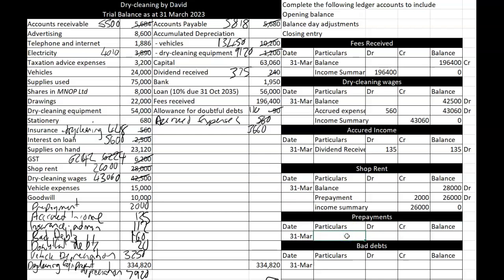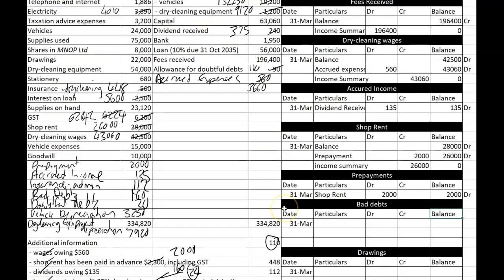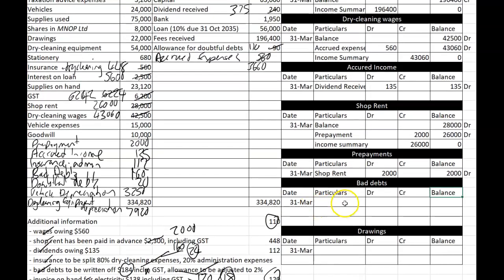Prepayment, that was the shop rent bit. So we're going to put shop rent 2,000. And a couple more to do. Bad debts. Bad debts didn't have an opening balance. If it did, we'd write balance and that figure. But in this case, it's just to accounts receivable, and the amount that we added to bad debts was 160. It's an expense, so we close it to the income summary.